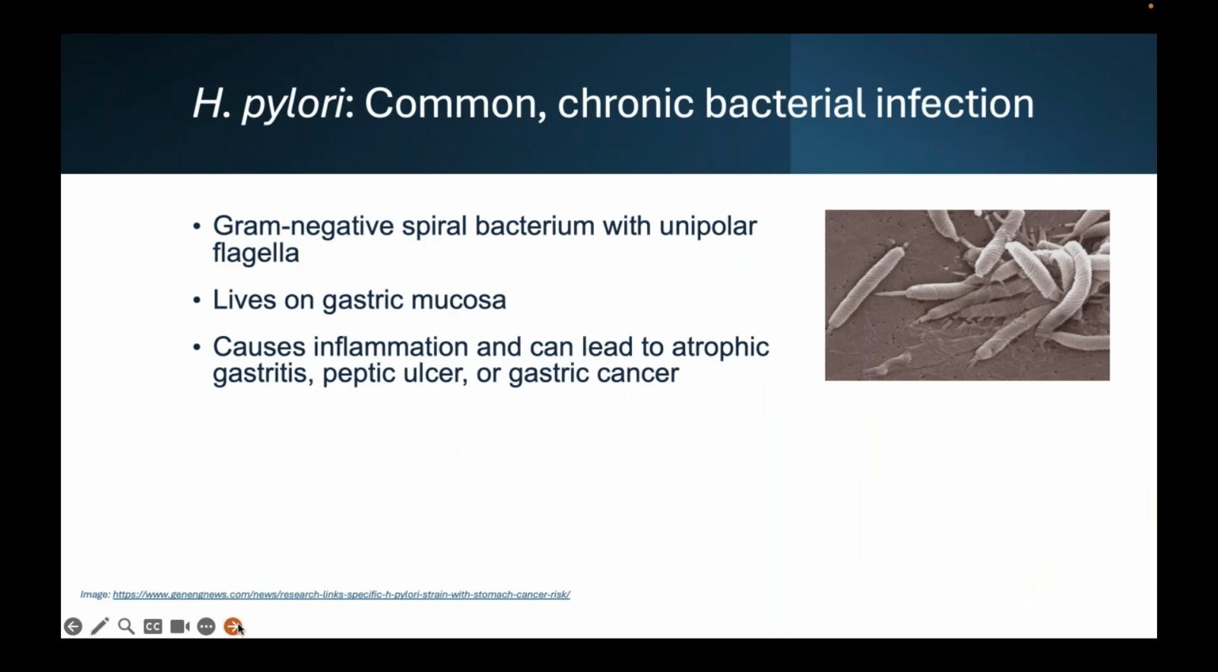So this is what the organism looks like. It's a gram-negative spiral bacterium. It has a number of flagella at one end of it, which allows it to swim around in the mucus overlying the gastric epithelial cells, which line the inner part of the stomach. It causes an intense inflammatory response in the mucosa or lining of the stomach, and it's this inflammatory response which ultimately can lead to loss of gastric glands, so-called atrophic gastritis, peptic ulcer disease, and in some cases, gastric cancer. Next slide.